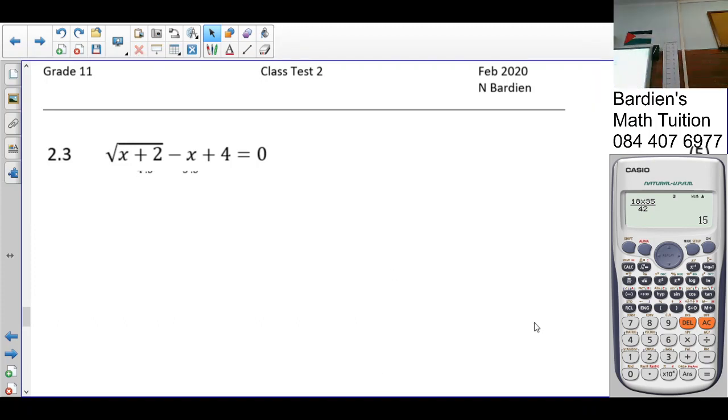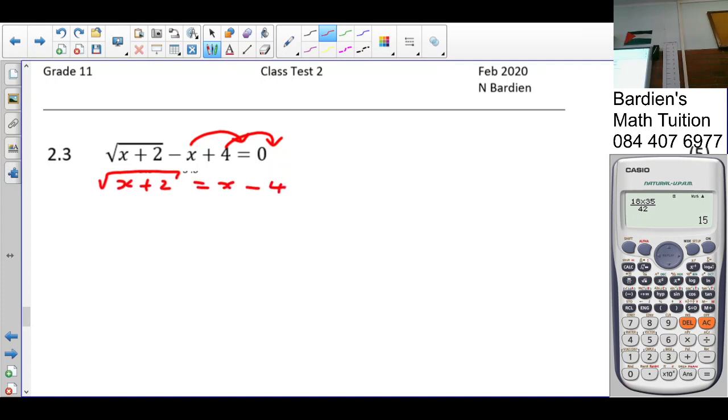Alright, so at this point, what we're going to do first, solve for x. We're first going to isolate the root. So by taking that over, it becomes x plus 2 is equal to x minus 4. So what do we do now? Square both sides. So it becomes x plus 2 equals x squared minus 8x plus 16. You all agree with that?